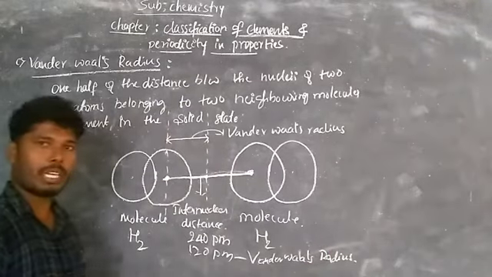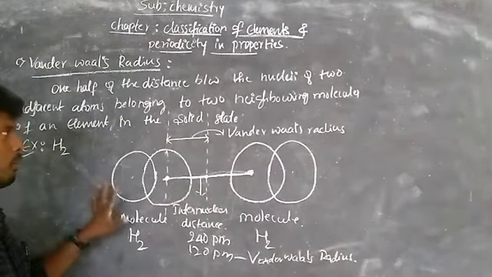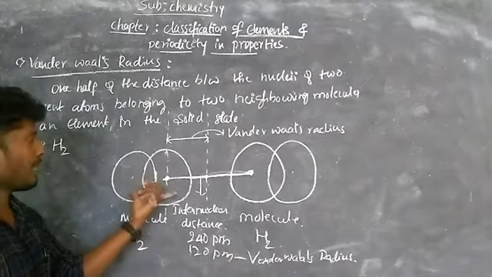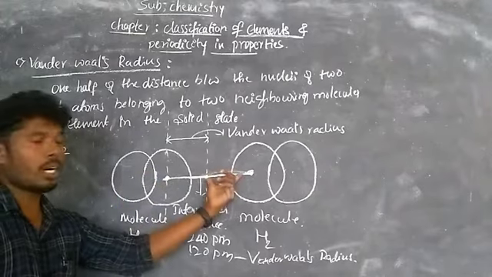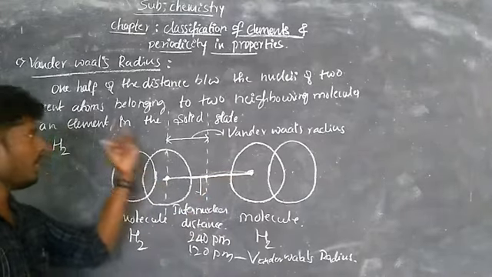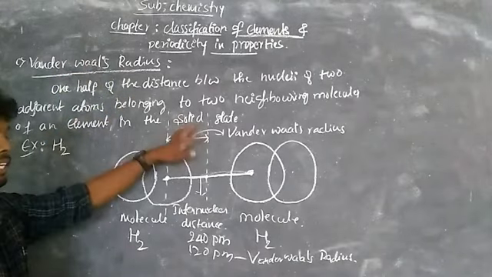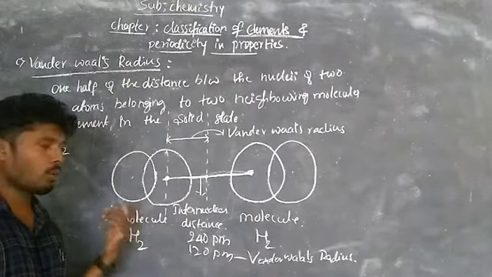Van der Waals radius. Okay, I hope you understand. Van der Waals radius is the distance between the nuclei of two adjacent atoms belonging to two neighboring molecules. It's called the Van der Waals radius in a solid state. This is seen only in the solid state.